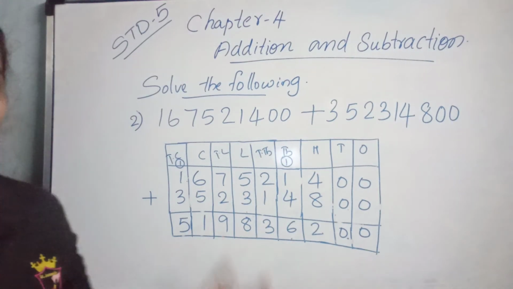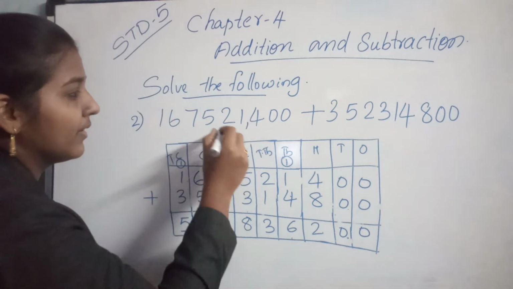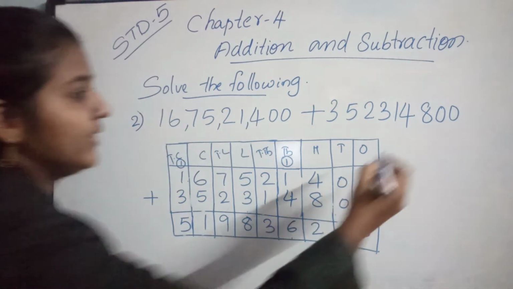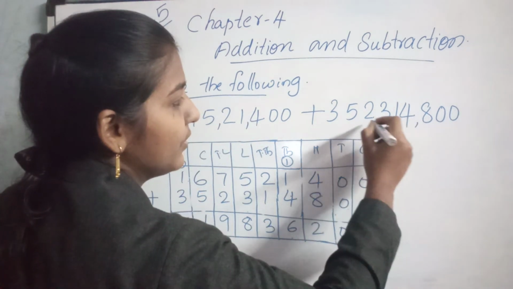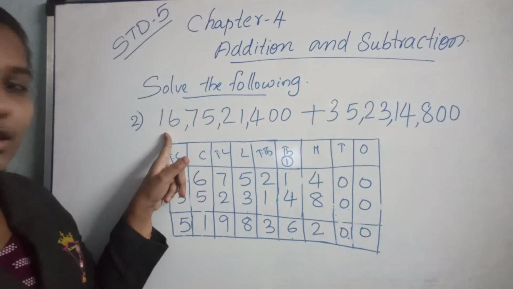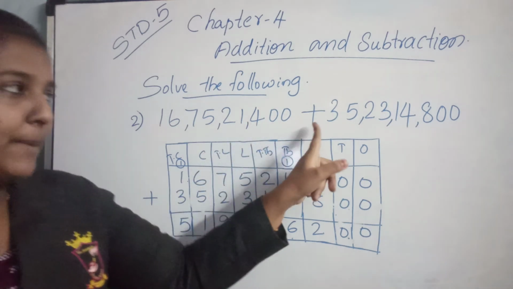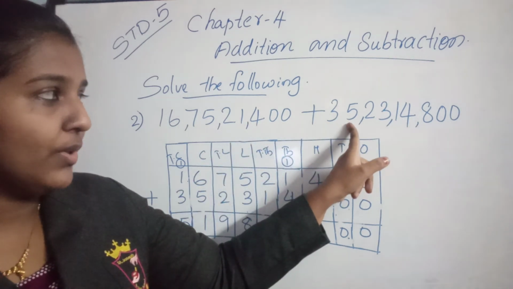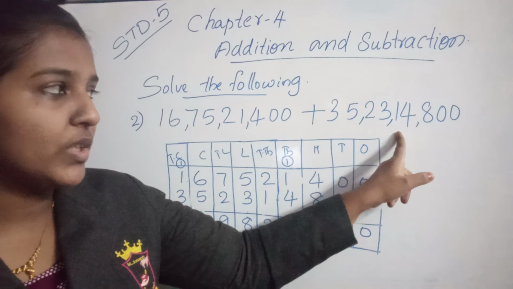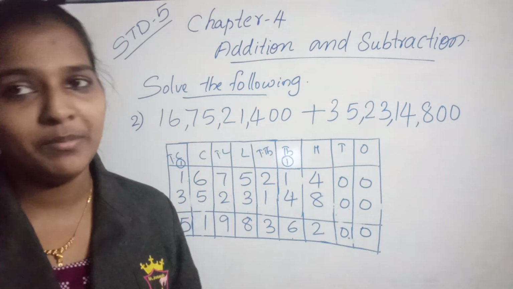Okay. Let's discuss one more question. Children, now we are moving to the next question. Here the question is, put the comma, then it will be easy for you to read this number. Okay. So it is 16 crore 75 lakh 21,400 plus 35 crore 23 lakh 14,800. Okay, we have to add these two numbers together.